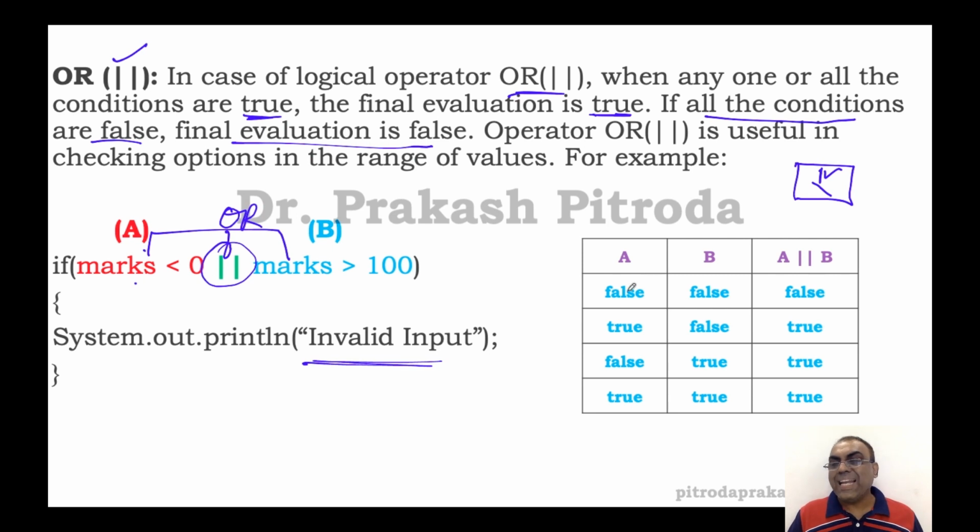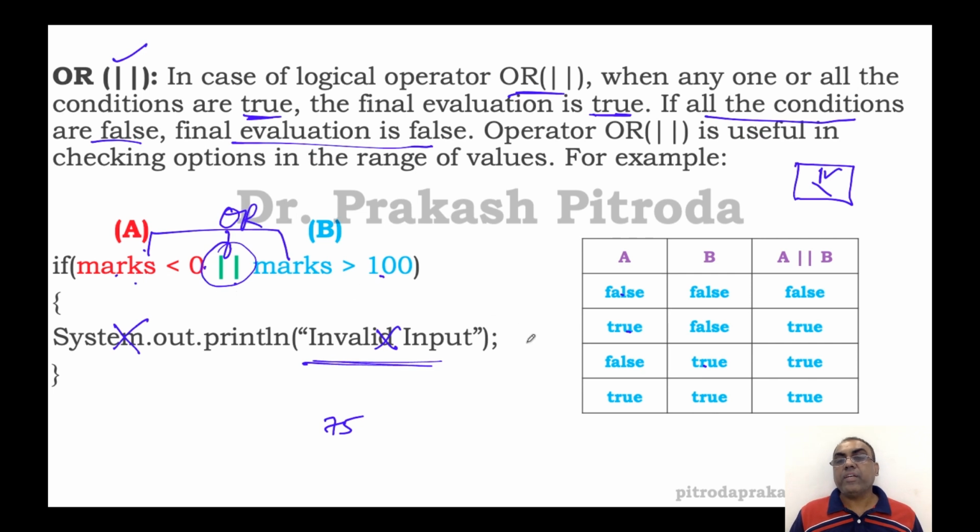So here what happens is at least one condition has to be true to get the output true. If all of them are false, then only the answer is false. Alright, so in this case, for example, let's say my marks are 75. You will say 75 less than 0, false, or 75 greater than 100, false. So false or false is false, so this statement will not get evaluated, so automatically invalid won't come. You will get some other condition which will give a grade.